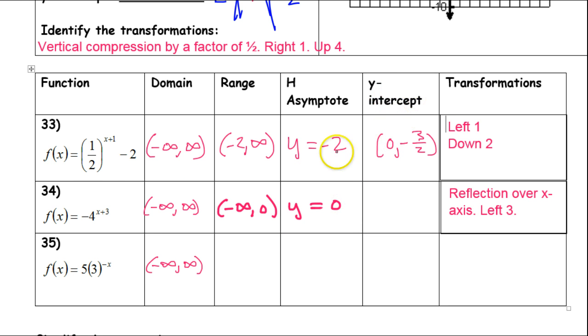Now for the y-intercept, we will let x equal 0. So if I let x equal 0 here, that's going to give me negative 4 to the third power. So you do this first. 4 to the third power is 64, so that's going to be negative 64. So that's why the y-intercept would be 0, comma, negative 64.